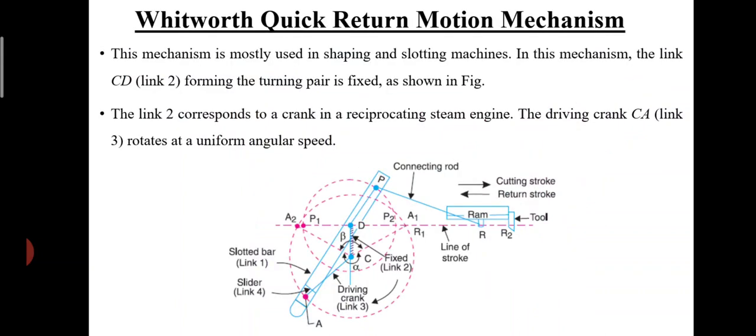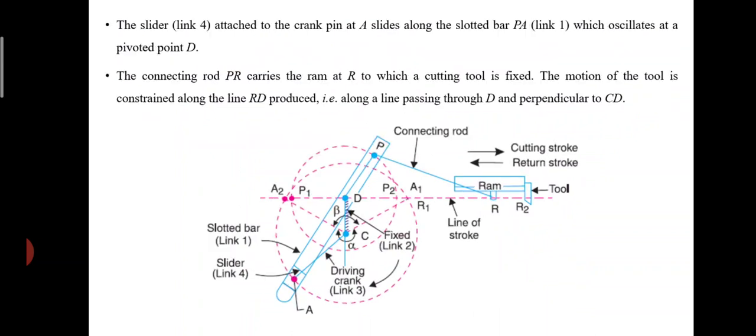Okay, now next one is the Whitworth quick return motion mechanism. Again, this theory is similar to the crank and slotted lever mechanism. This mechanism is mostly used in shaping and slotting machines. In this mechanism, link CD forming the turning pair is fixed as shown in figure. Link 2 corresponds to the crank in a reciprocating steam engine. The driving crank CA, link 3, rotates at uniform angular speed.